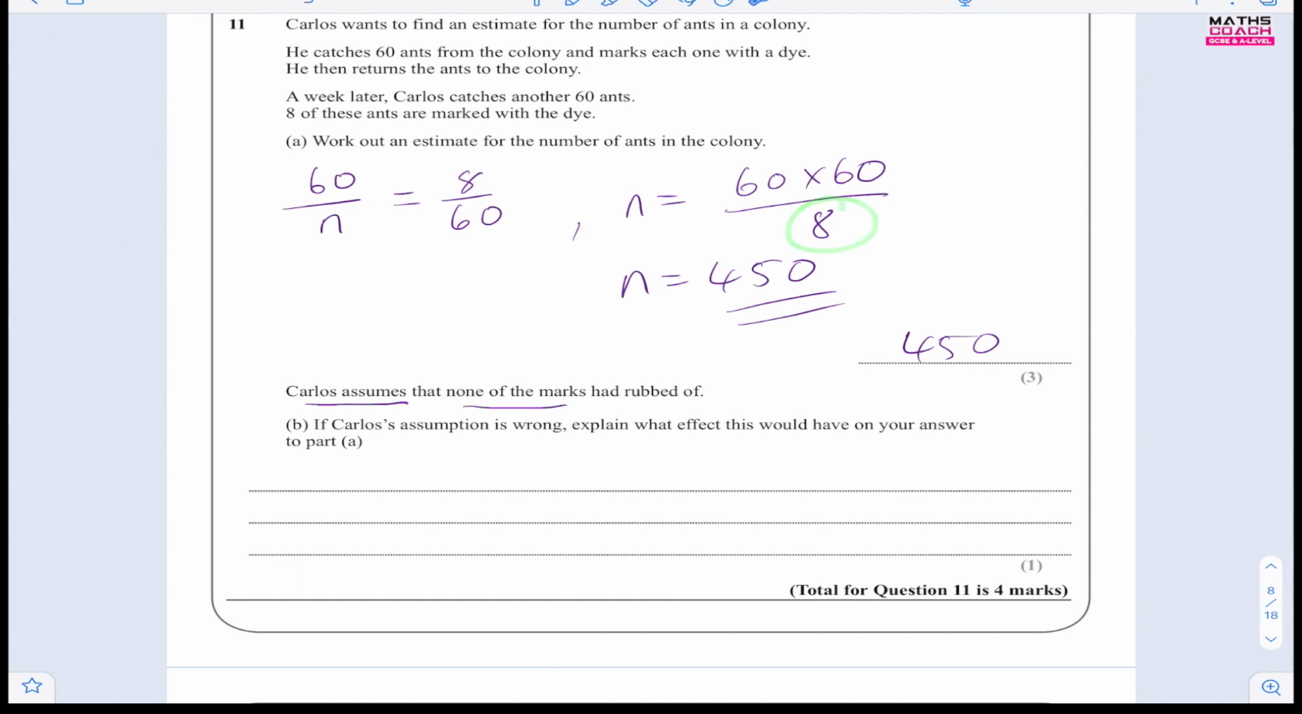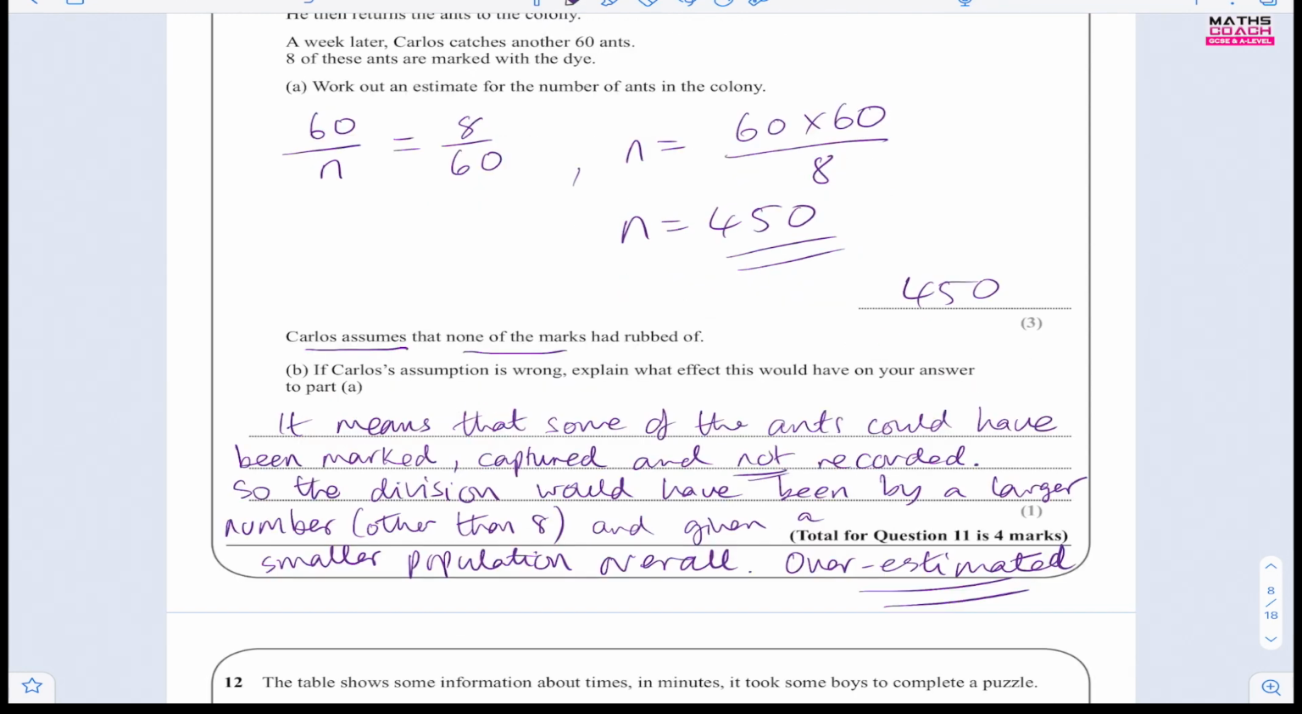This number right there, we are dividing by 8. It means if this was a larger value, then overall, this would have been a smaller value, giving us a smaller population for the ants. So this is an underestimation. So this is something that you could write down and say that it has been underestimated.